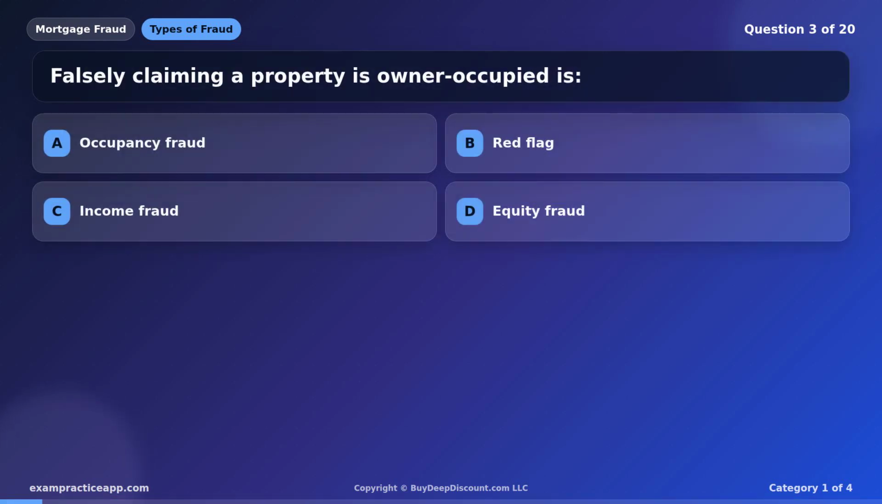Question 3. Falsely claiming a property is owner-occupied is: option A, occupancy fraud; option B, a red flag; option C, income fraud; option D, equity fraud. Take a moment to choose your answer. The correct answer is option A, occupancy fraud. Explanation: misrepresentation of occupancy is fraud.